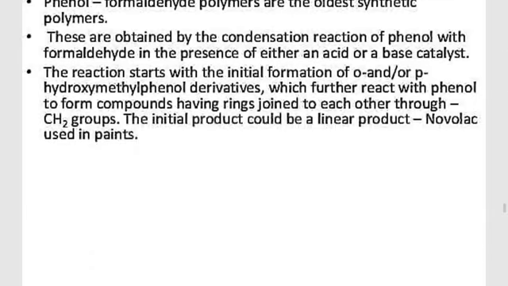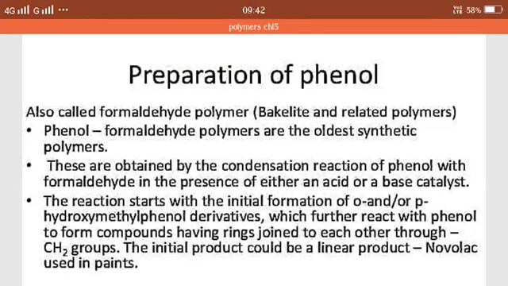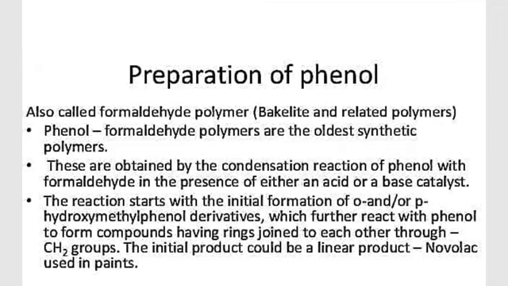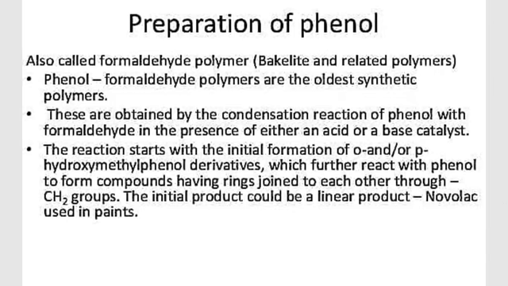Next is preparation of phenol based polymer, also called formaldehyde polymer, bakelite and related polymer. Phenol formaldehyde polymers are the oldest synthetic polymers. These are obtained by condensation reaction of phenol with formaldehyde in the presence of either an acid or base catalyst. So these are obtained by condensation reaction. How? One is phenol and other is formaldehyde.